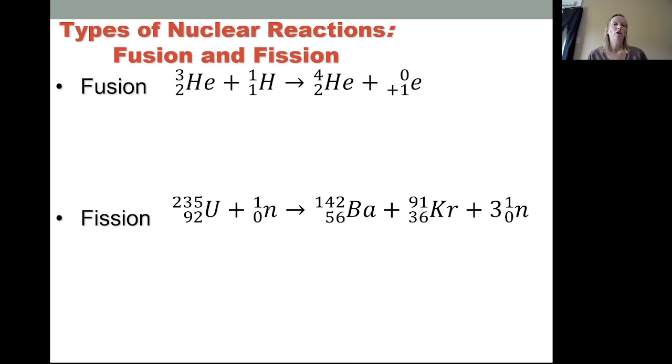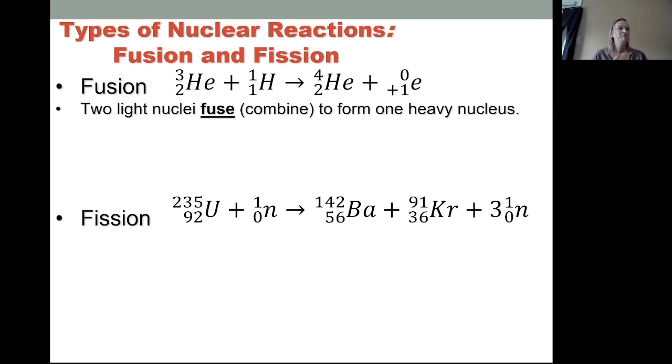Fusion and fission are important in man-made uses, although fusion is extra important in the universe, in stars. So fusion is when two things combine to become one. Fission is when one thing splits into two or more pieces. In the case of fusion and fission, these are nuclear reactions, so we're talking about two nuclei becoming one nucleus in the case of fusion, or one larger nucleus splitting into two or more smaller nuclei in the case of fission.